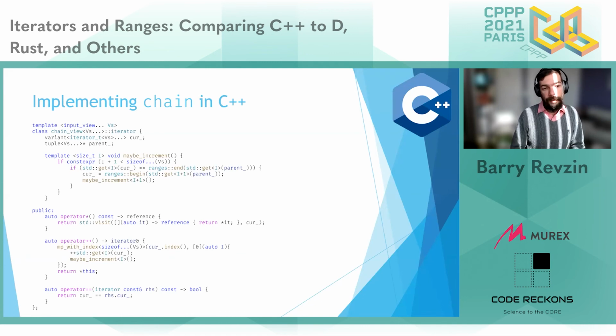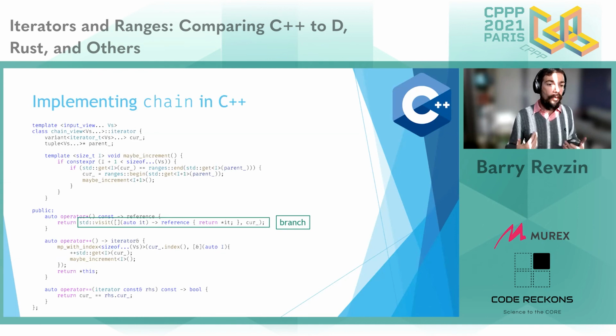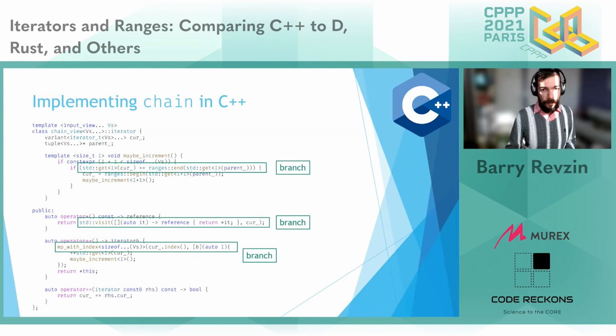And I also have to handle the case where maybe the next range is empty, so I have to keep going and incrementing until I run out of ranges. Now, it's not important that you necessarily understand the nuances of this implementation, but there are a few things I want to point out, which is that when we read, that's a branch. Like variant visitation, we need to branch on which thing we have in our variant to dereference it properly. When we're advancing, that's another branch because that's another variant visitation, and then another branch again to check to see if we're done. When we're doing our iterator comparison, that's another branch.